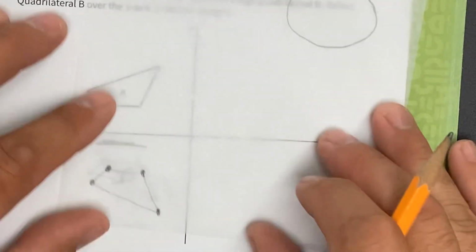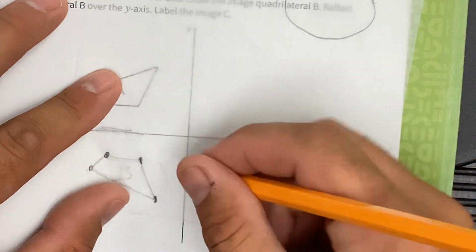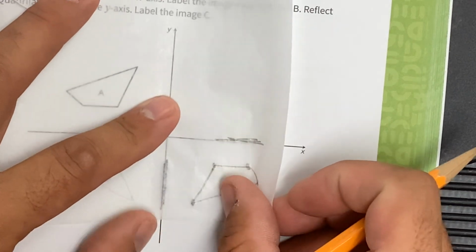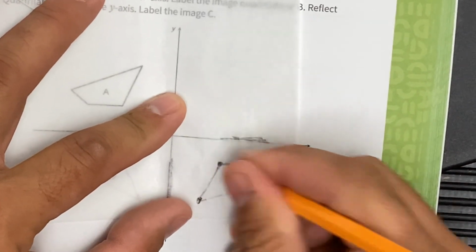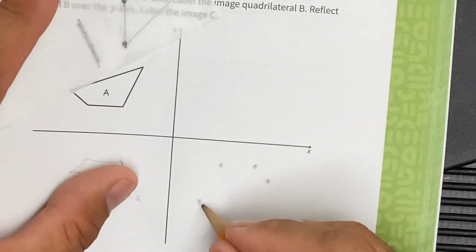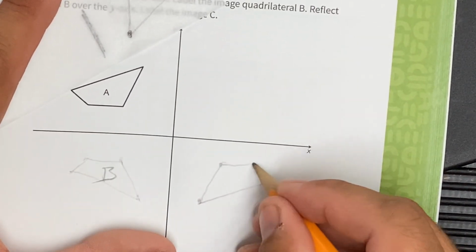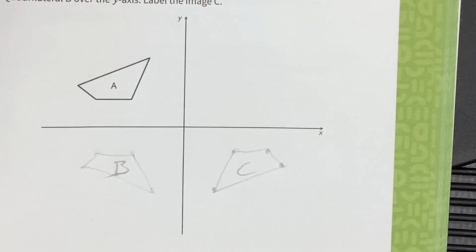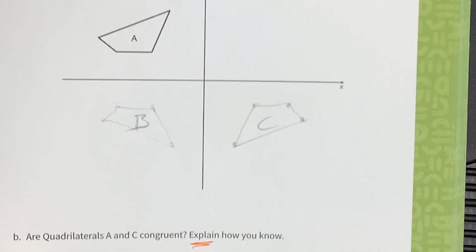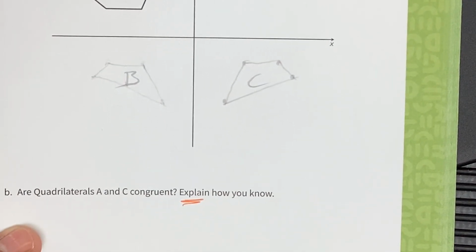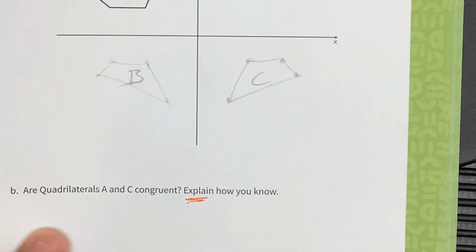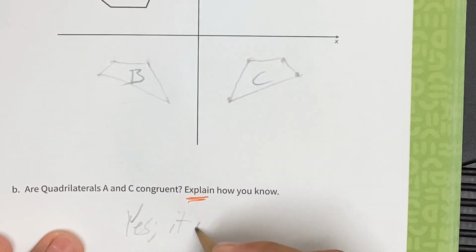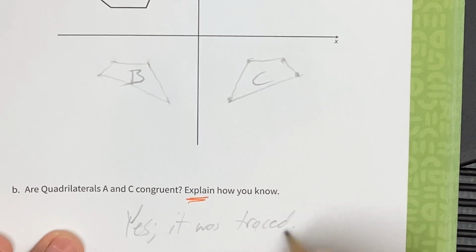Reflect it over the Y. Okay. There's a Y. Dot it up. Label it C. Done. Are quadrilaterals A and C congruent? Explain how you know. Ian. Yes. Why? You trace them. Yeah, it was traced. As long as you have tracing paper, it makes it pretty easy.